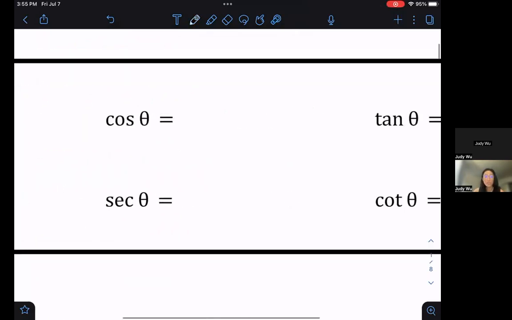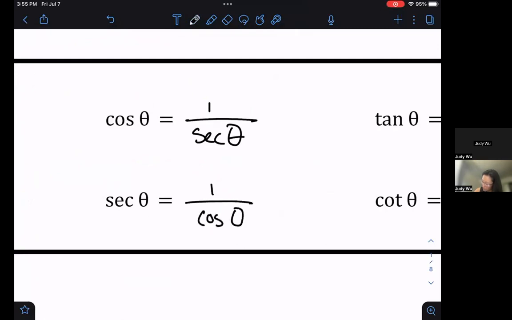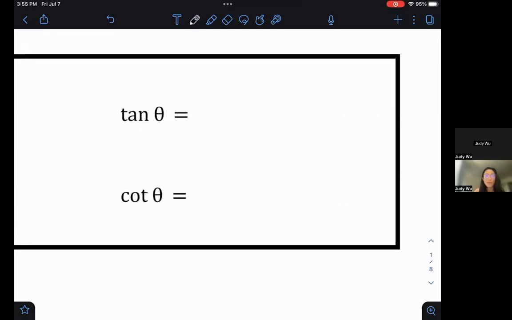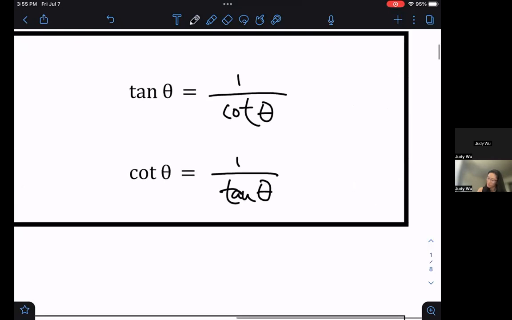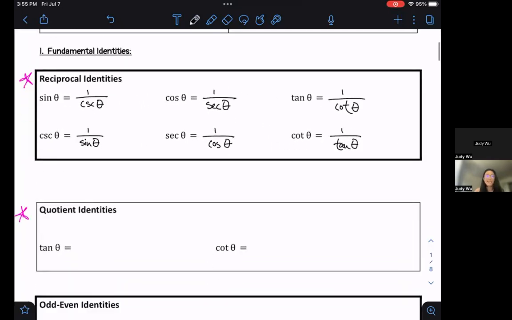Now, it turns out that cosine and secant are also reciprocal functions. So we can express cosine as 1 over secant theta, and we can express secant as 1 over cosine theta. And last but not least, our third and final pair of reciprocal trig functions: tangent, we can write as 1 over cotangent theta, and cotangent, we can write as 1 over tangent theta. So these are our 6 reciprocal identities.